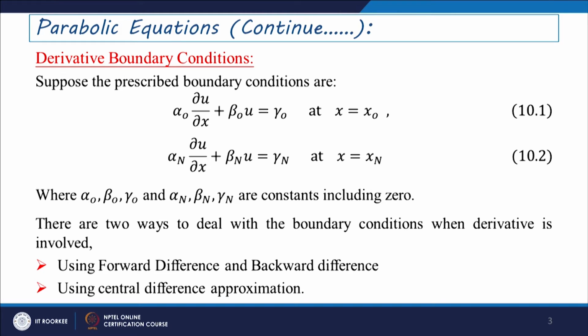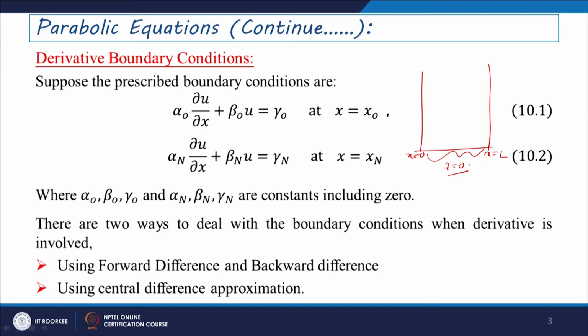Suppose the prescribed boundary conditions are given as a mixed derivative condition, which we have discussed in the form alpha 0 del u by del x plus beta 0 u equals gamma 0 at x equals x 0. Since we have these boundaries, at x equals 0 we have to prescribe a value, and at x equals L we have to prescribe a value, since along this boundary it will be supplied by the initial condition.